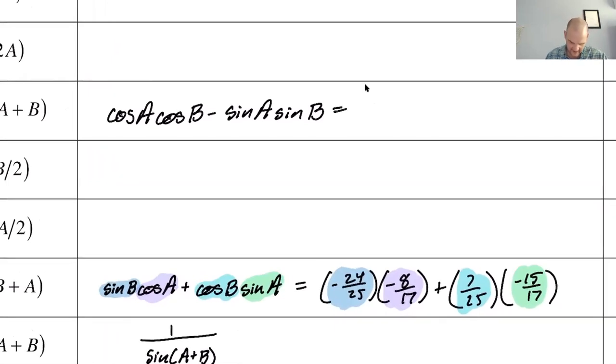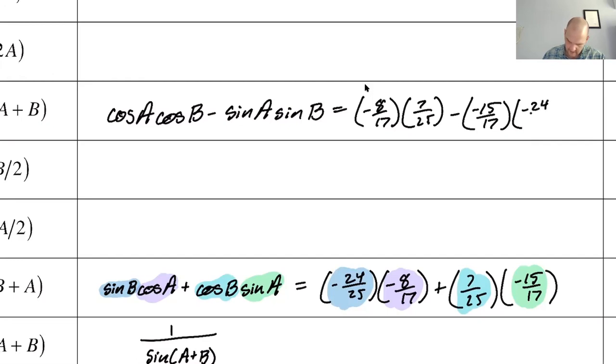All right, cosine of a is going to be negative 8 over 17. Cosine of b is going to be 7 over 25. I like this system. And minus the sine of a is going to be negative 15 over 17. And then the sine of b is going to be negative 24 over 25. Oof, I don't know how confident I am in those.